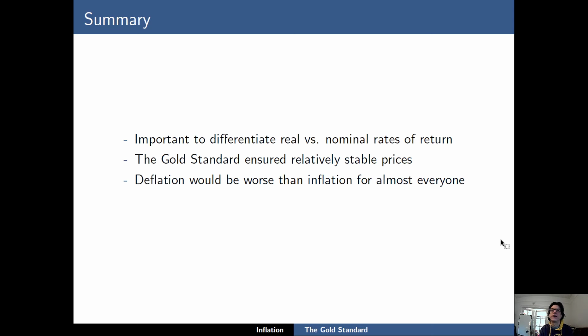So what we talked about in this lecture: it was important to differentiate between the real and nominal rates of return; how the gold standard ensured relatively stable prices for the period of time before 1934; but that deflation, if it occurred, would be much worse for our economy than inflation if it was steady throughout several quarters. Thank you.